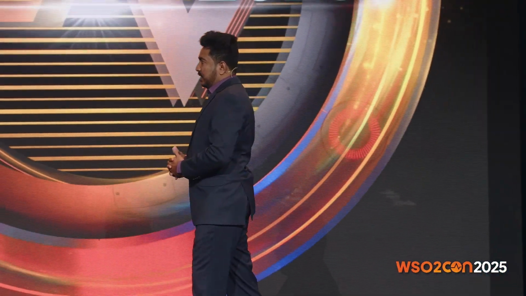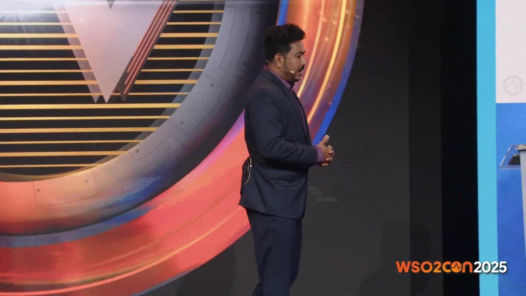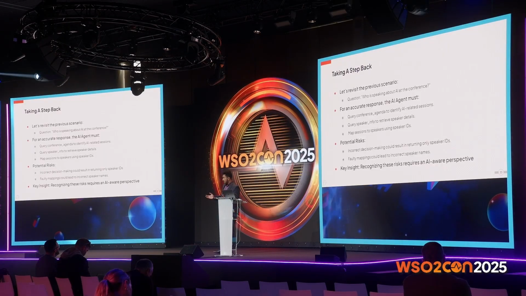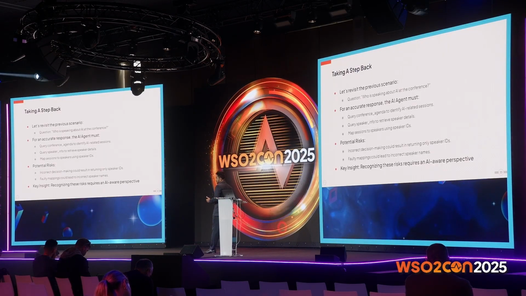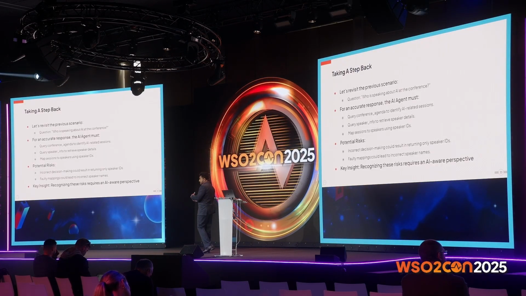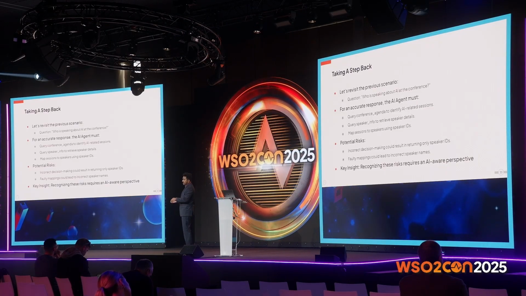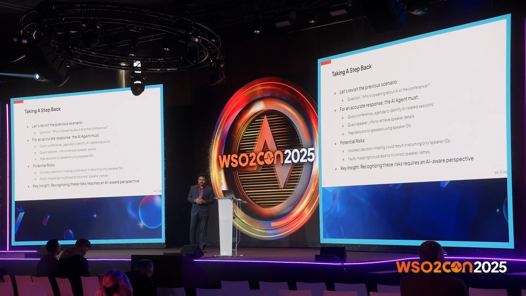One risk is making an incorrect decision. Maybe it would just call the conference API, get all the AI-related sessions, and then say, okay, speaker 123 is speaking about AI, just giving the IDs. That can happen. The other thing is it can do false mappings. For example, it can map a certain speaker's name to a different ID. Those are accuracy problems, right?